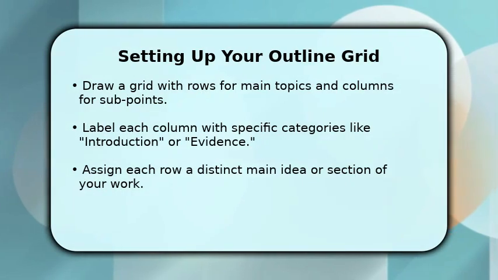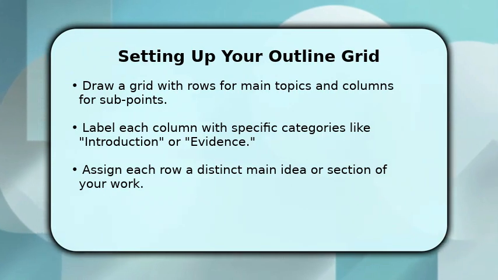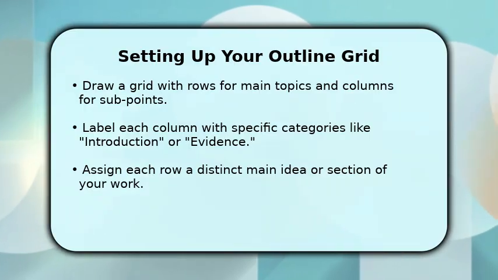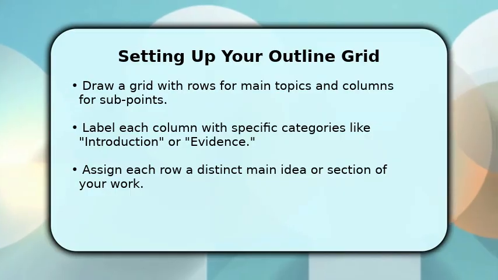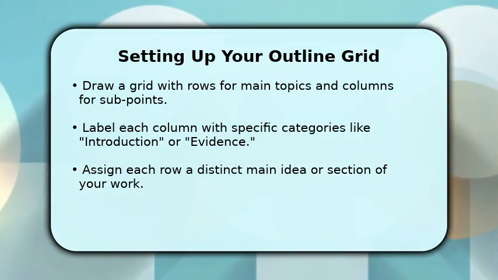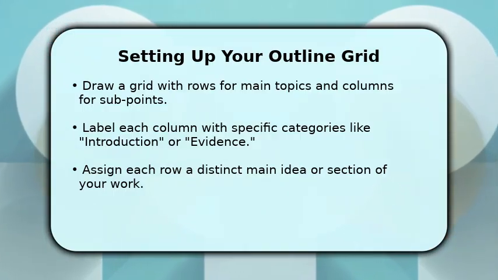To begin, create a simple grid, either on paper or digitally. Think of your rows as the main sections or ideas of your project, perhaps 4 or 5 key areas. Your columns will represent different aspects or subpoints for each main idea, such as supporting details, examples, or counterarguments. Clearly labeling these will be crucial for organization.